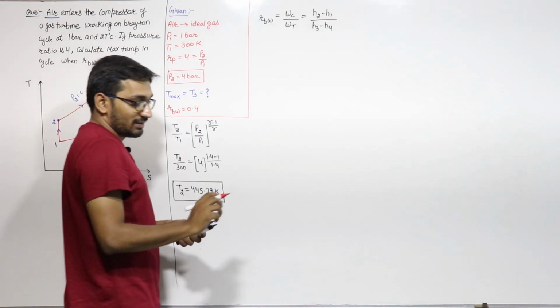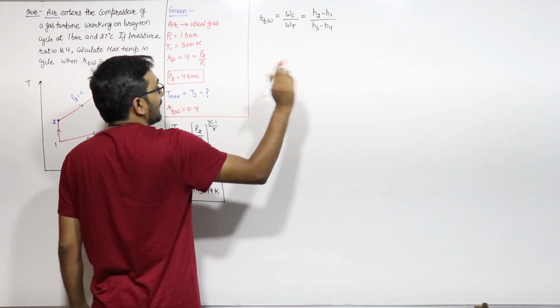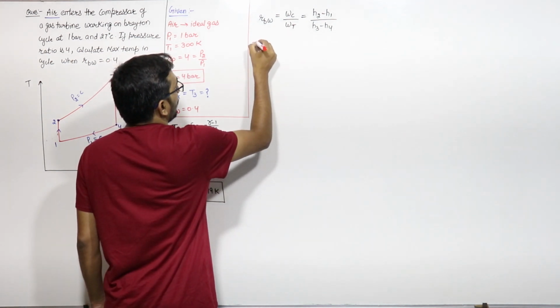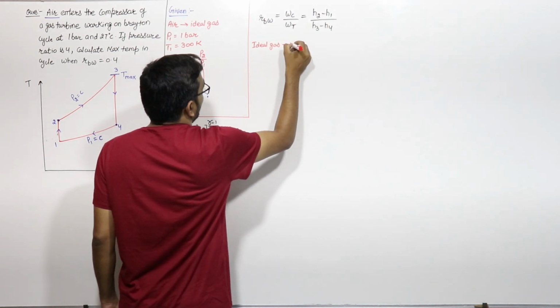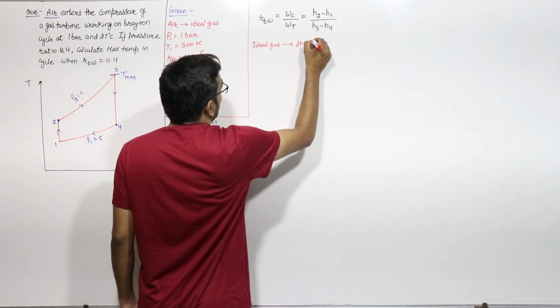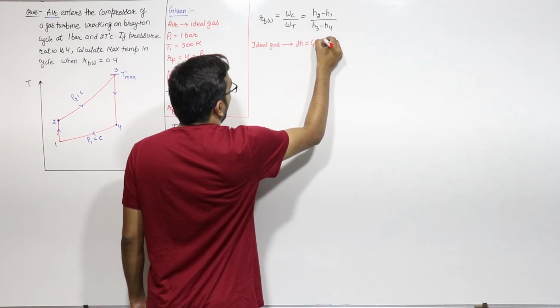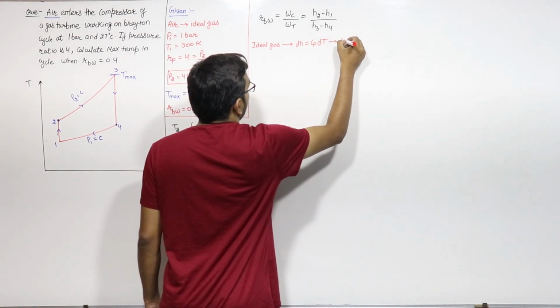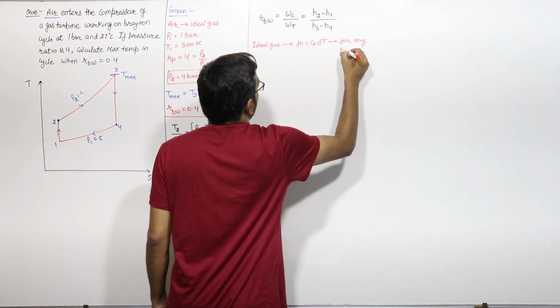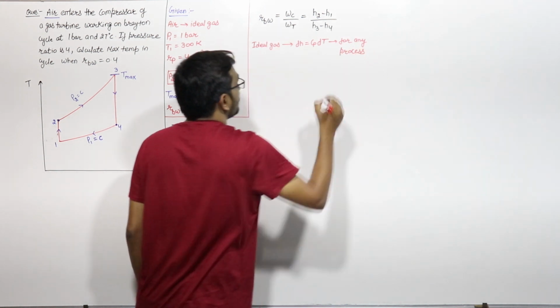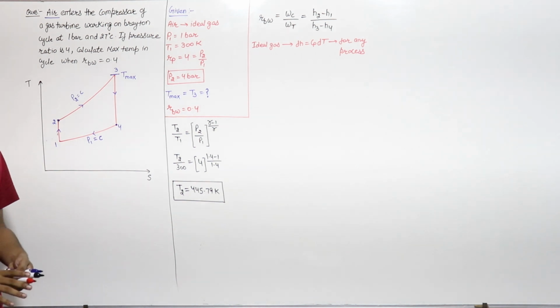Because air is given, you just pay attention here, because ideal gas is there, and for the ideal gas you can write dH is equal to Cp dT for any process. This concept you have to remember always. For any process we can write dH is equal to Cp dT for an ideal gas.